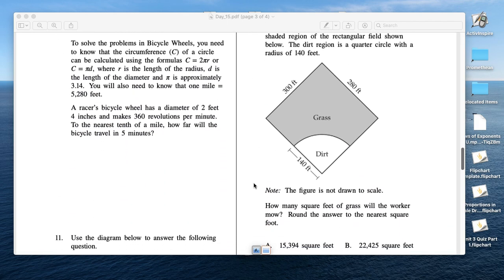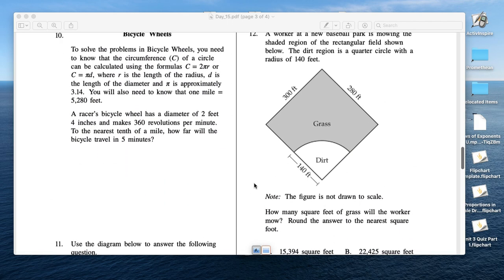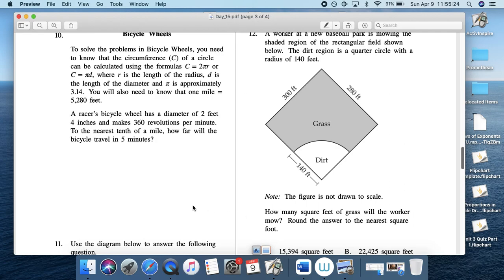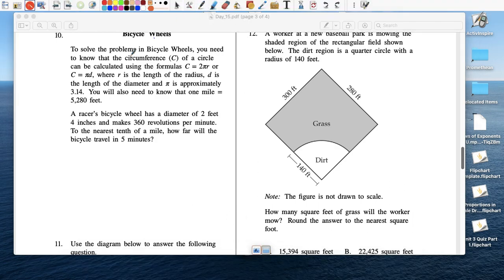Number 10, bicycle wheels. Circumference, okay. 1 mile is 5,280 feet. A racer's bicycle wheel has a diameter... Right, so let's start drawing this. Here's a bicycle. It has a diameter of 2 feet and 4 inches.